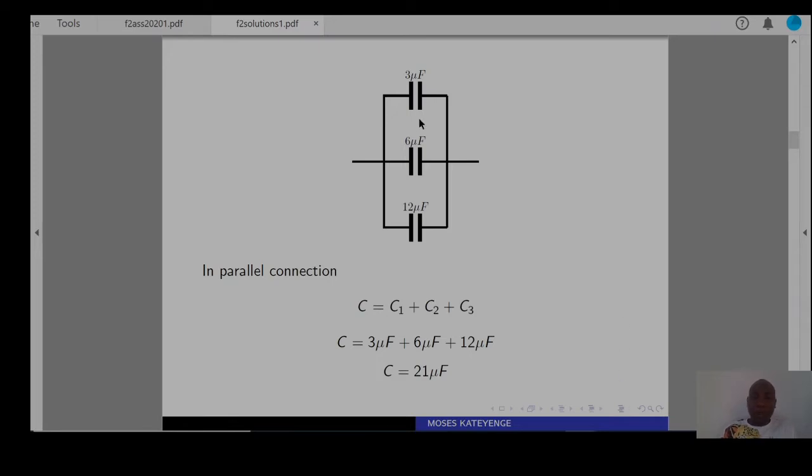The second part was telling us to get the effective capacitance when they are connected in parallel. This is a parallel connection. In parallel connection, they have the same voltage. And if I have a parallel connection, the formula changes. Instead of using 1 over C is equal to 1 over C1 plus 1 over C2 plus 1 over C3, now we are going to use C is equal to C1 plus C2 plus C3, from which I'll get C is equal to 3 microfarads plus 6 microfarads plus 12 microfarads, which gives us an answer of C is equal to 21 microfarads.